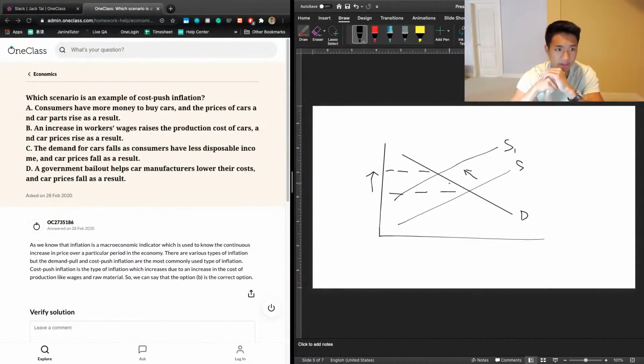Let's take a look at the previous tutor's answer. So the previous tutor said that as we know, inflation is a macroeconomic indicator which is used to know a continuous increase in price over a particular period in the economy. There are various types of inflation, but demand pull and cost push inflation are the most commonly used types. Cost push inflation is a type of inflation which increases due to an increase in the cost of production, like wages and raw material. So we can say that option B is the correct option.